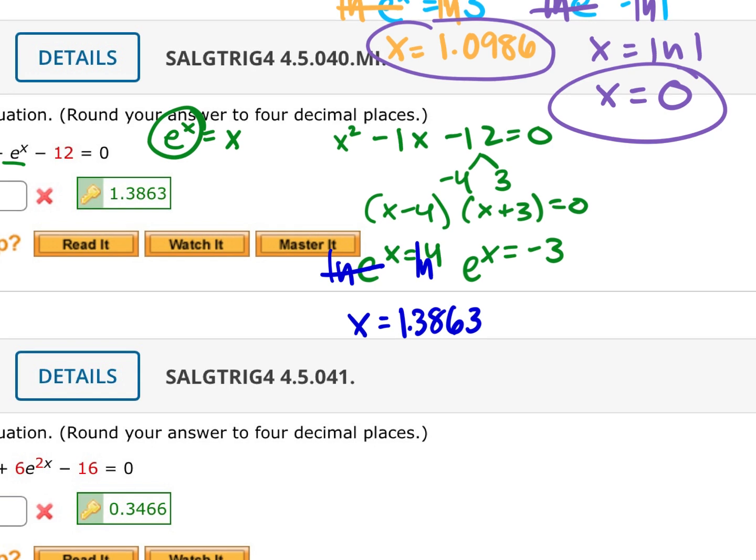Now let's do the same thing with the other one. We take the ln of both sides, to cancel out the e. So we have x is equal to the ln of negative 3. When we put the ln of negative 3 in our calculator, what do you get? Error. So this is not a solution. So here we only have one solution.